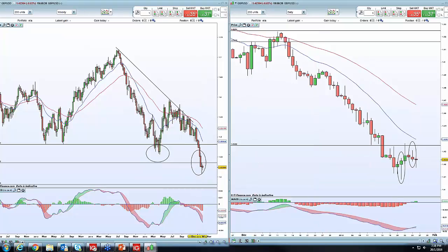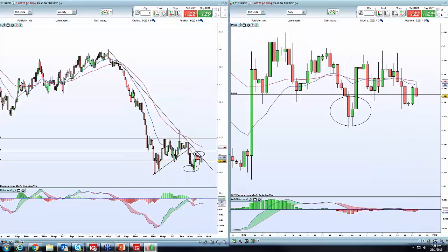All right, any questions? All right, so let me move on to the euro dollar. What is the lowest time frame? Oh, okay. Good question, Ben. Ben was asking what is the lowest time frame you will use.